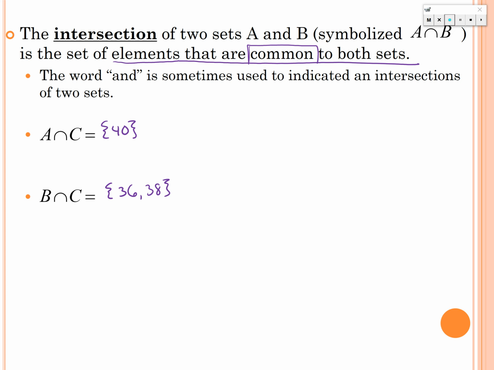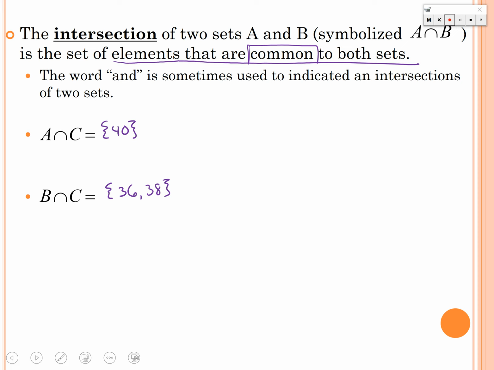Union, we take both sets, put them together. We still write the common elements. We just don't write them more than once. Intersection is what they share. Just like where two streets intersect, it's the area that those two streets share. It's where they overlap, if you would like a different word for that.